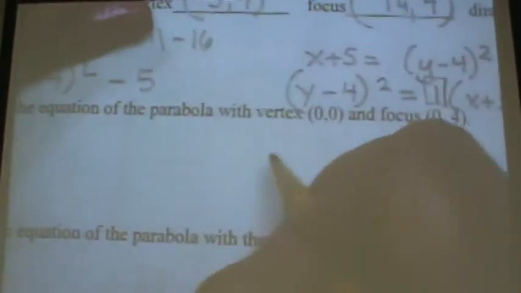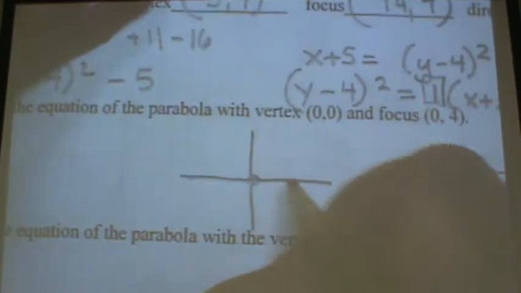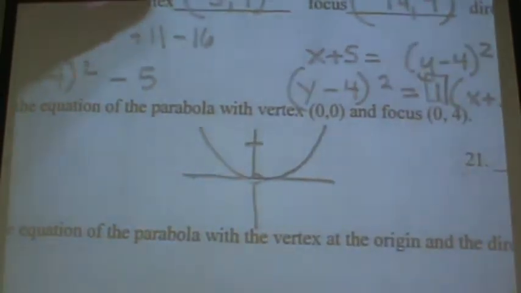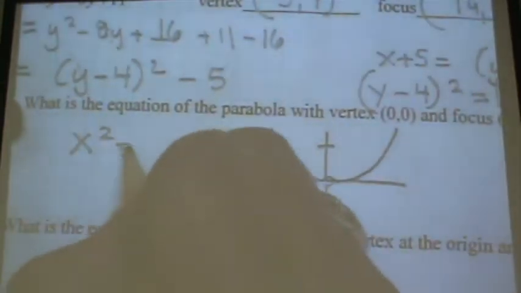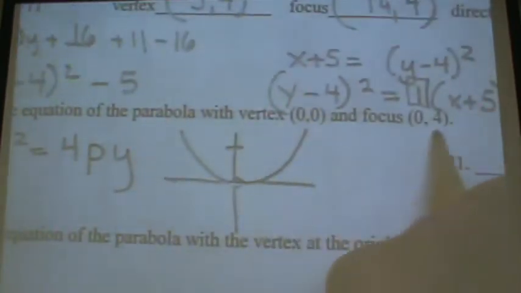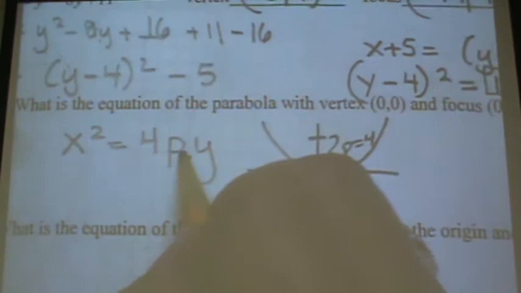What is the equation of a parabola with a vertex at 0, 0, and your fixed point is 0, 4? Well, is this going to be an x squared or a y squared problem? Is 4 positive or 4 negative? It's x squared equals positive 4py, where p is this distance right here. p is 4. So you're going to put a 4 here.